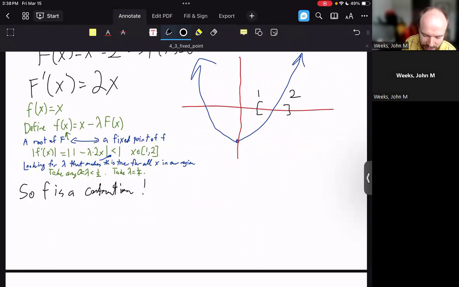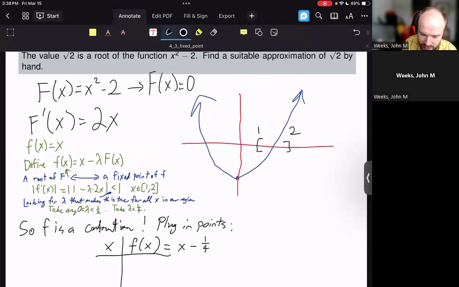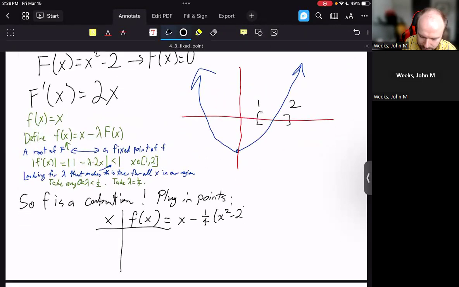So little f is a contraction. Let's start plugging in points. Maybe what we'll do is a little bit of an iterative technique. We'll take x and f of x, where again f of x is equal to x minus 1/4 times the function x squared minus 2. So if I started by plugging in 1, for example, I can see that what I'm going to end up getting is 1.25 after calculating all of that. Pretty sure that's right. Just checking one more time. Yep, that should be good.